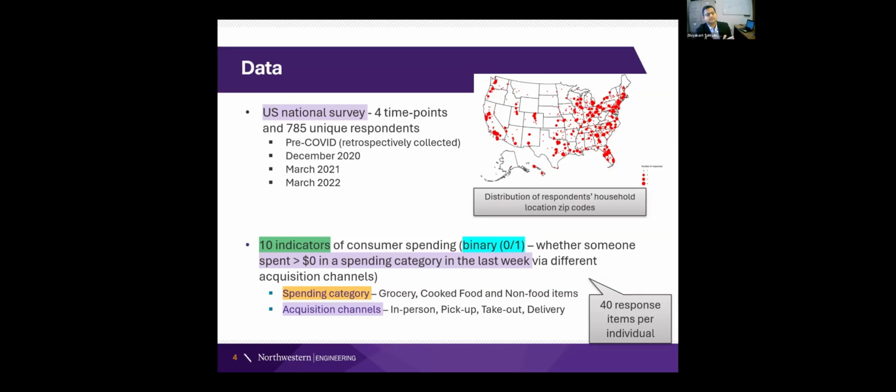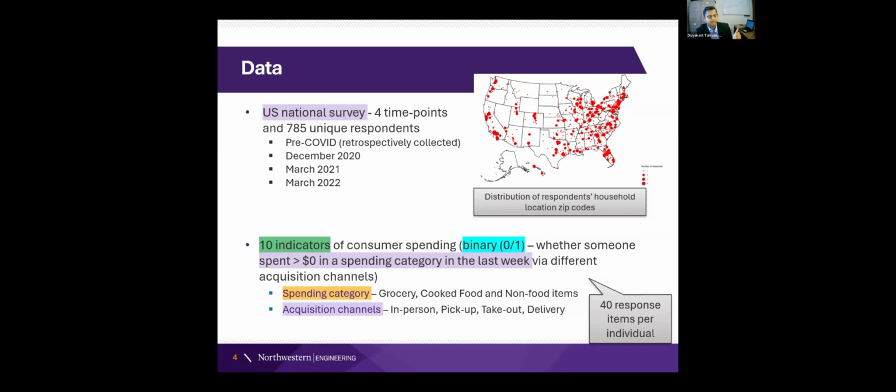These are binary indicators. We do have more detailed data, but for the sake of this study, we are restricting ourselves to binary indicators. And these 10 binary indicators correspond to two different spending and acquisition aspects. On the spending category aspect, we have data on whether or not you have spent any money in the last week when we did the survey on grocery, cooked food, and non-food items. And on top of that, we have information on acquisition channel as well, as in whether the spending that you have done has been in person, pickup, takeout, or delivery.